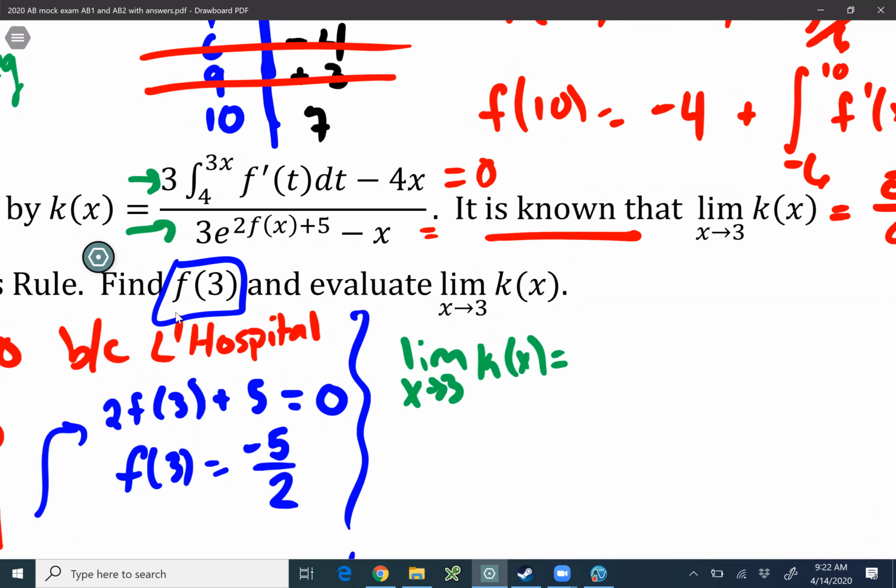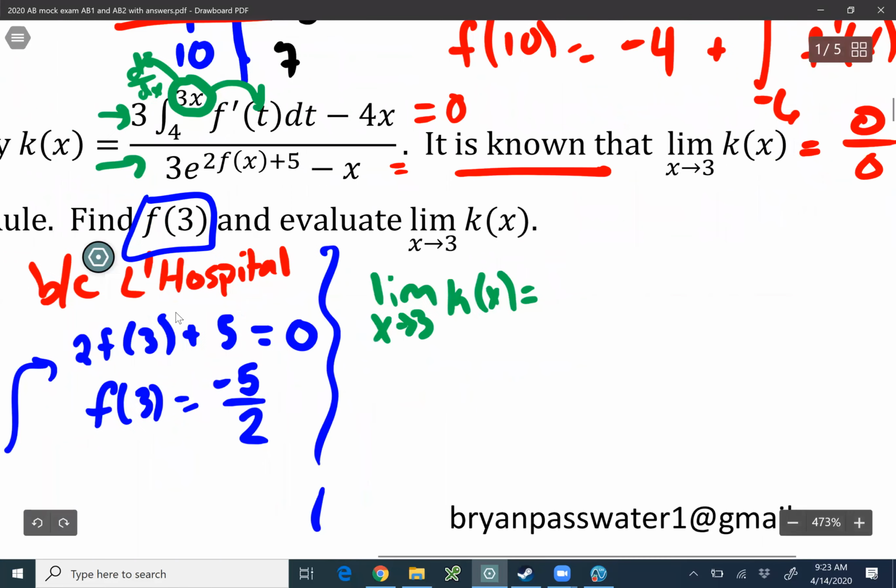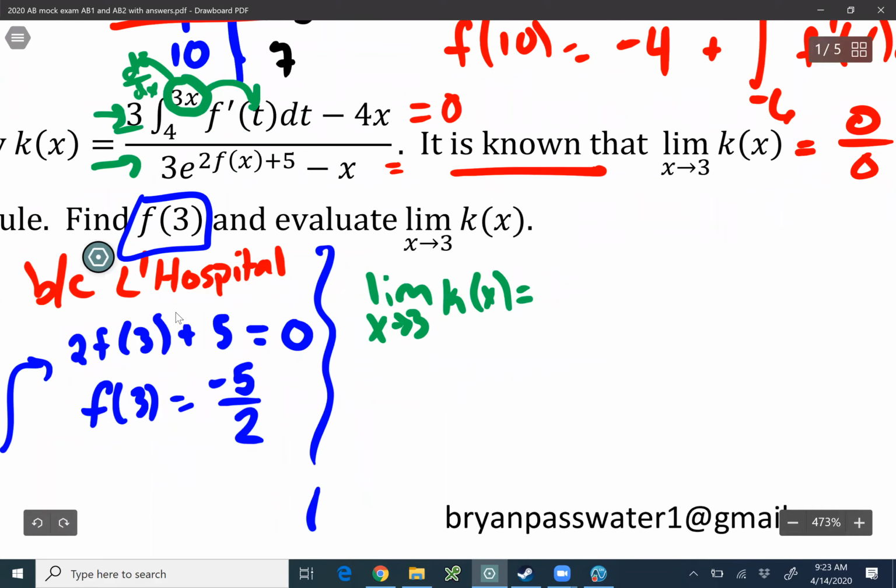So L'Hopital's rule is when we take the derivative of the top and the derivative of the bottom. The derivatives are a little bit tricky. This is using that other FTC, which is when we take the derivative of this, we plug in 3x, but we also have to do chain rule on it. So there are going to be 2 3's here. There's going to be the first 3 from the beginning, times the second 3 for that chain rule, and then times f prime of 3x.